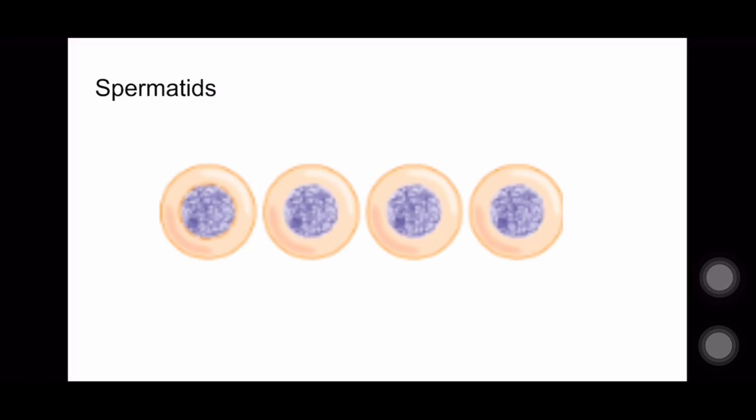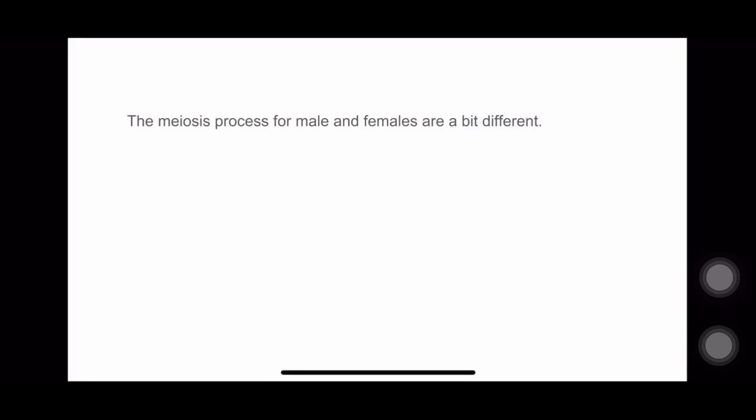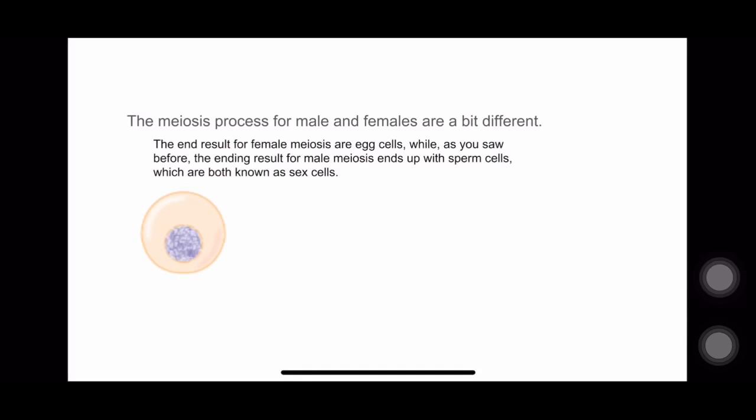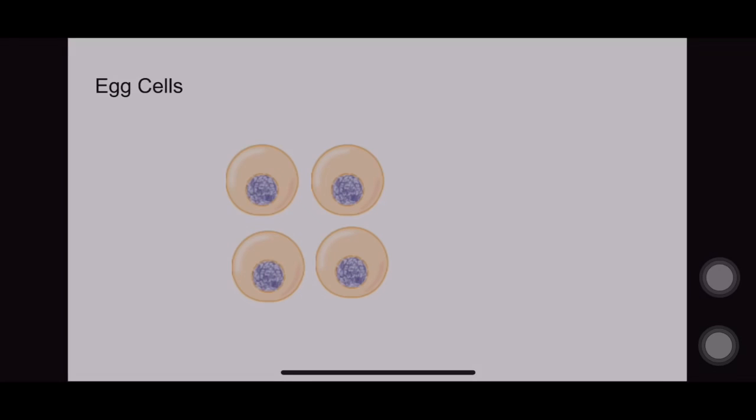The end result of meiosis is sperm for males, but for females, it ends in eggs. The meiosis process for males and females is a bit different. The end result for female meiosis is egg cells, while as you saw before, the end result for male meiosis is sperm cells, which are both known as sex cells. These are egg cells.